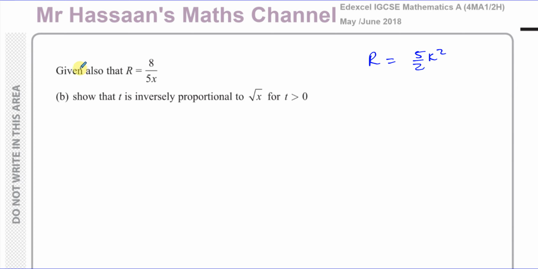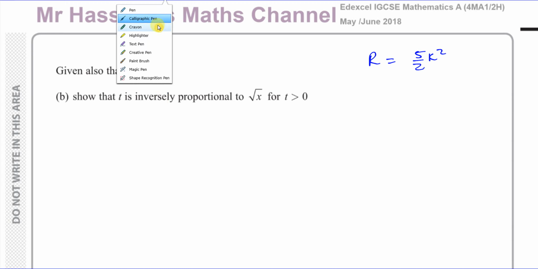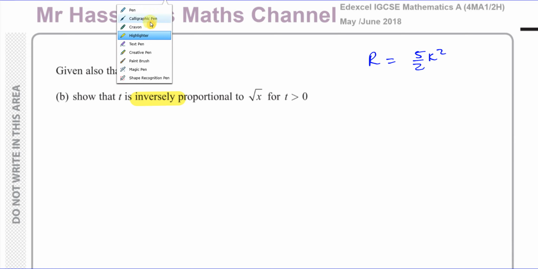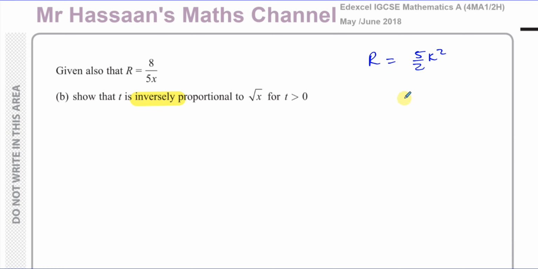They've also told us that, given also that R equals 8 over 5x, show that T is inversely proportional to root x. Inversely proportional. So basically when something is inversely proportional, then T is proportional to 1 over root x. That's what this means. T is proportional to 1 over root x.